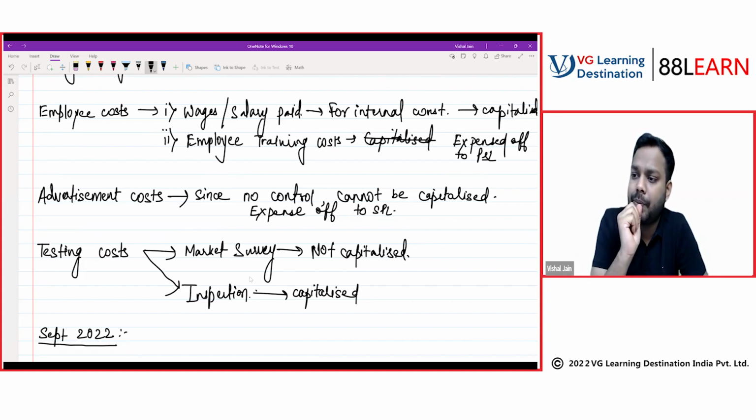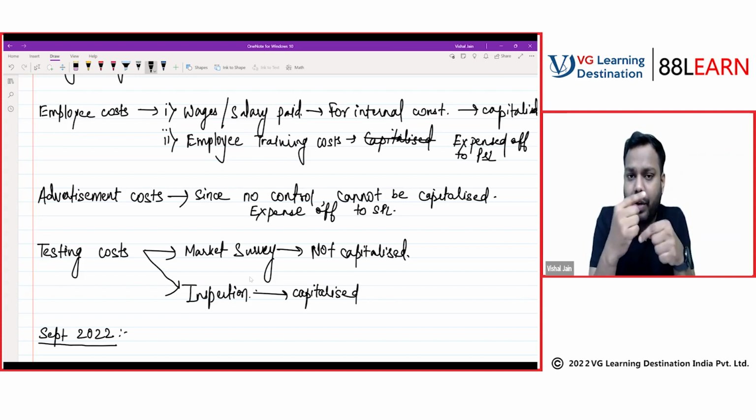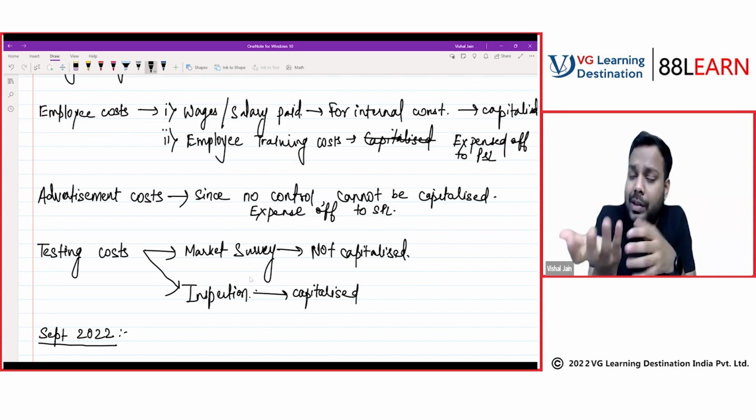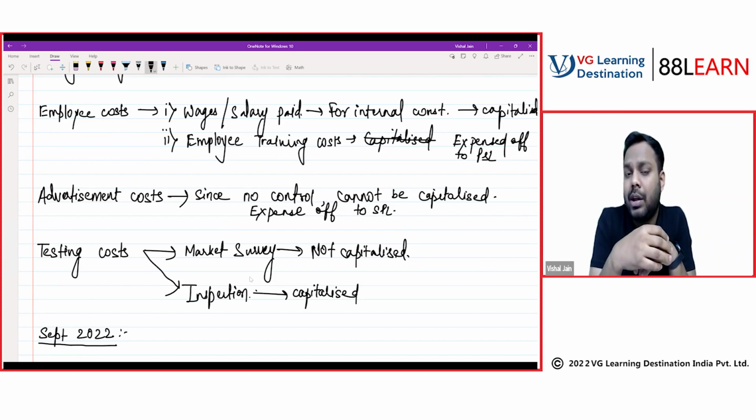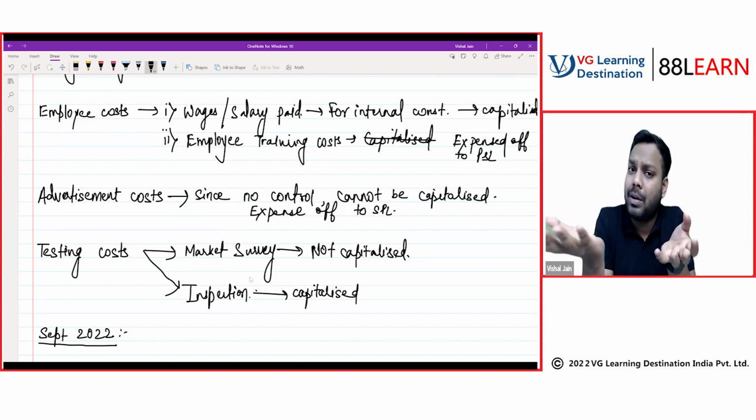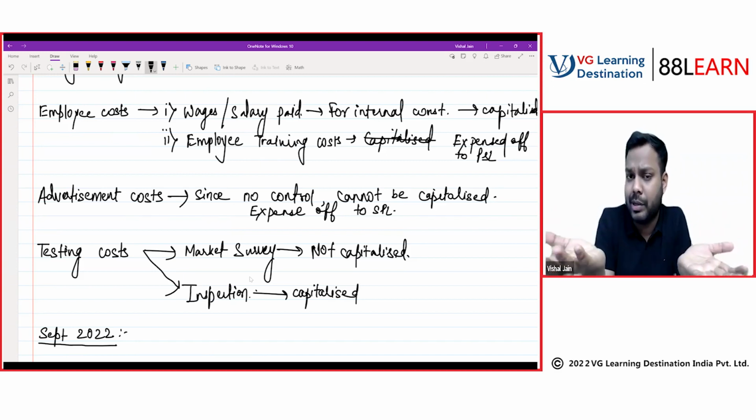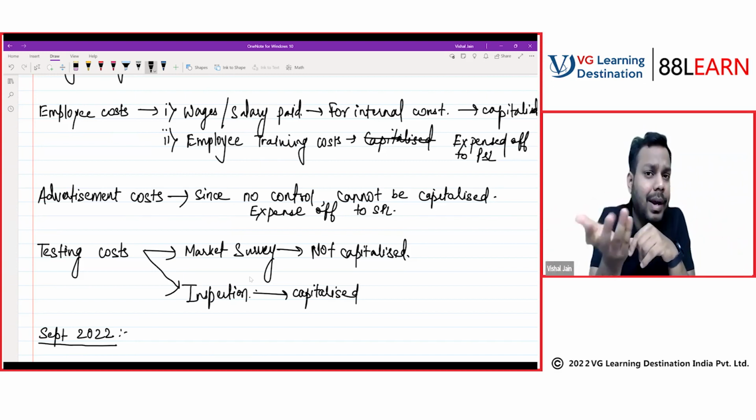Whenever you do the test run of any machinery, it might be possible that some products are manufactured. Will you throw them off? No. You will sell them in the market, because these are like normal products, right?